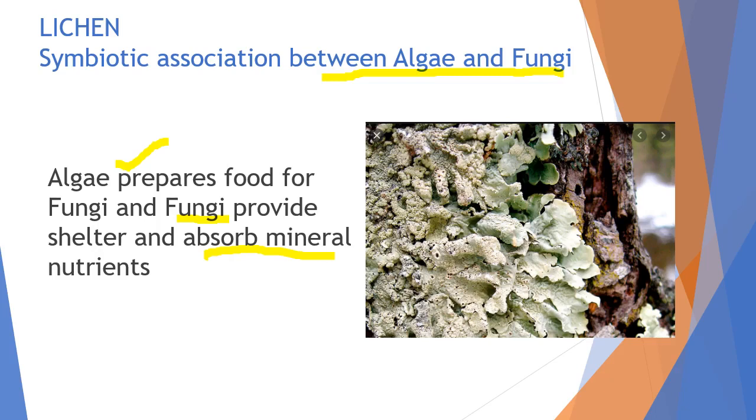So the best example for the symbiotic association I have shown here, it's a picture of the lichen where the algae and fungi remain together. And both of them are getting the benefits. If one of them is getting benefit and the other is not getting benefit, they cannot associate with each other. But both of them are getting benefit, so that is a kind of symbiotic association.